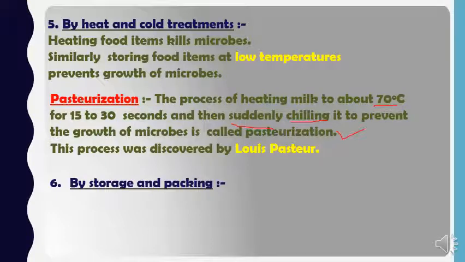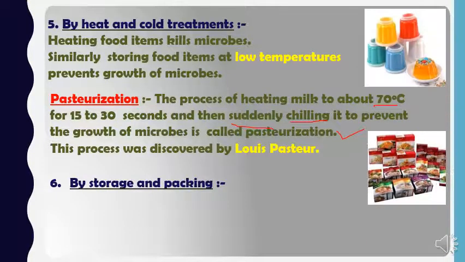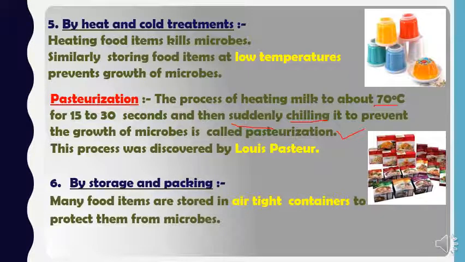Then there is storage and packaging. Many food items are stored in airtight containers to protect them from microbes, like the jellies or the biscuits or wafers or any of the other packed food items that you are buying from the shops. So these are the 6 preservation techniques to conserve and to save food from getting contaminated.